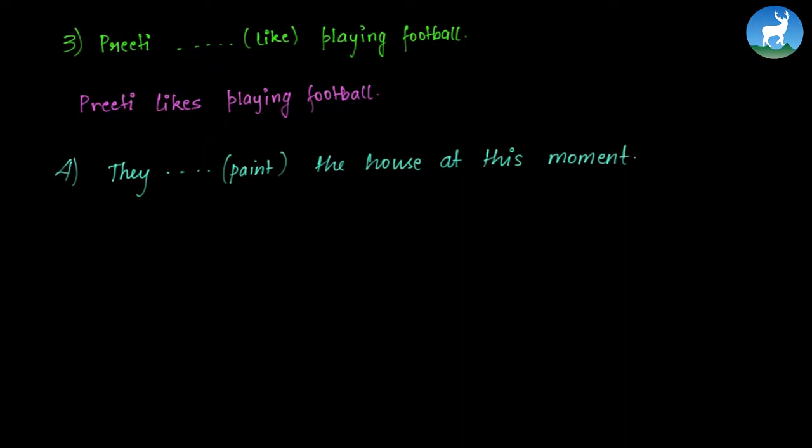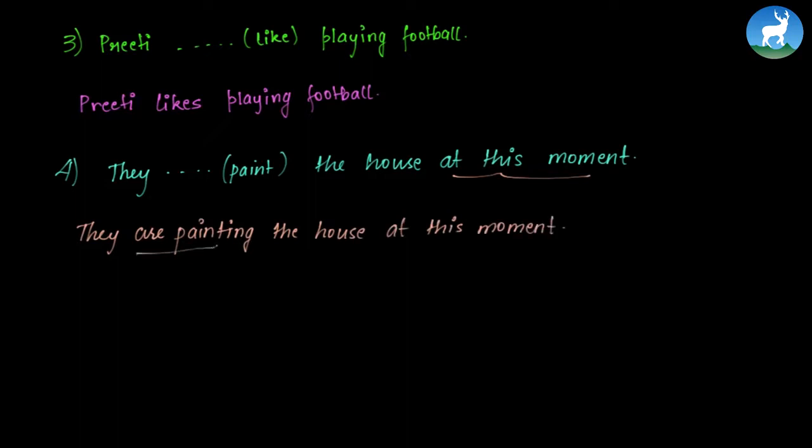They paint the house at this moment. So since they are painting the house at this moment, that means that they are painting the house right now. The form of verb we use must be in continuous form. So we write, they are painting. Are painting because they are doing it right now. The action is happening at this moment.